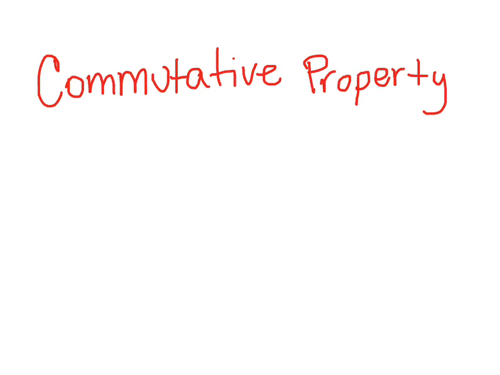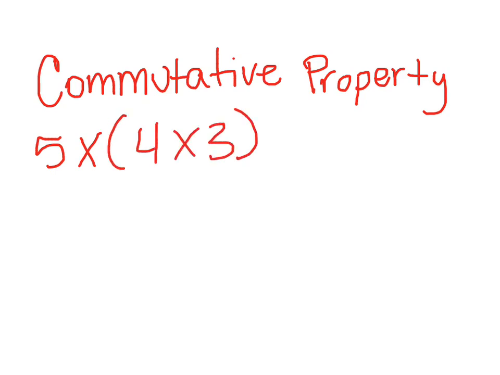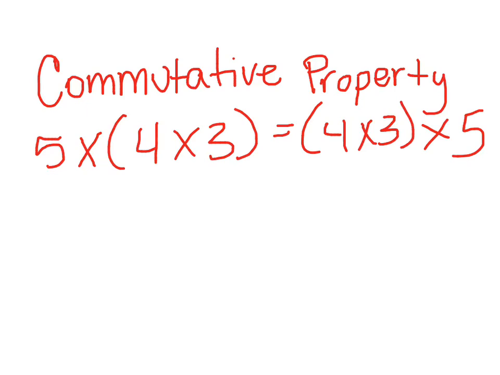Okay, next property is the commutative property. The commutative property states that you can move the numbers around and still arrive at the same answer. So in the commutative property, you're changing the order of the numbers. Okay, so I can say 5 times 4 times 3 is the same as 4 times 3 times 5. So I changed the numbers around, but I'm getting the same answer.